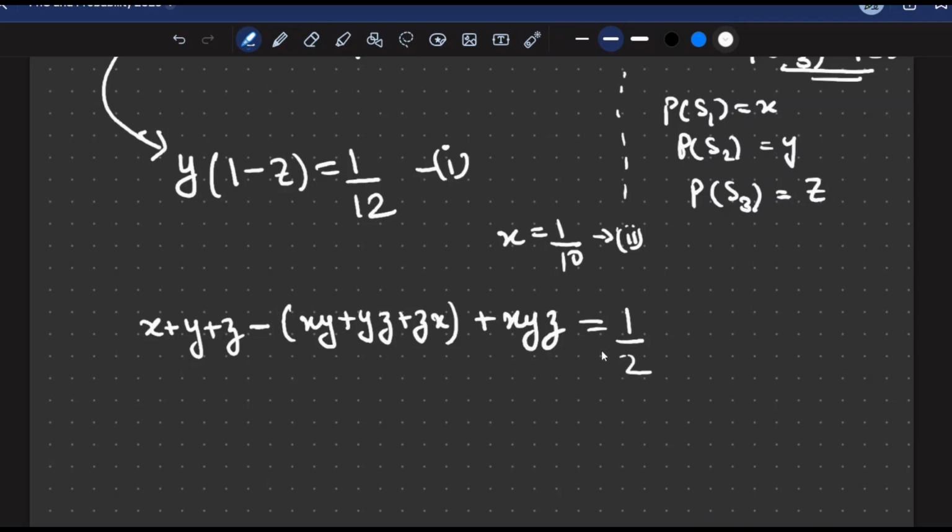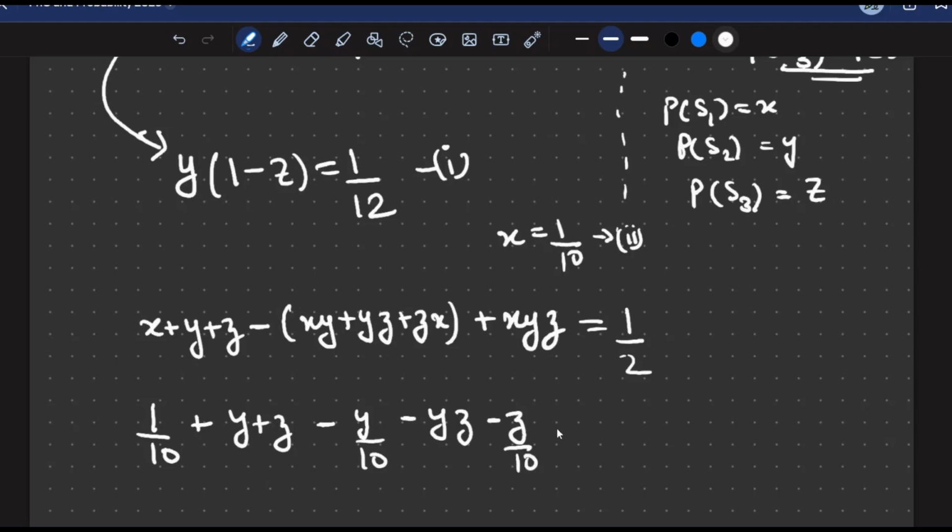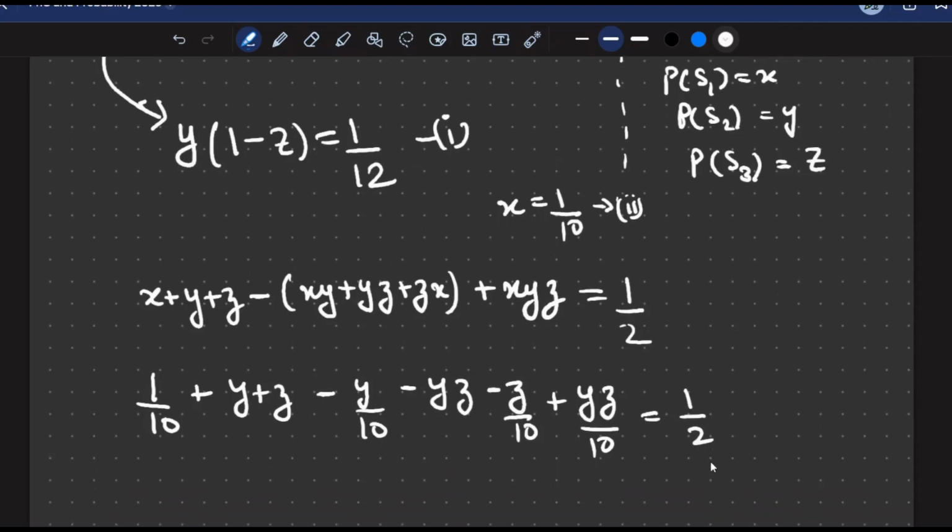Okay. So now let us substitute the value of X first. So 1 by 10 plus Y plus Z minus Y by 10 minus YZ minus Z by 10 plus YZ by 10 is equal to 1 by 2, right? Okay. Now let me add another page.